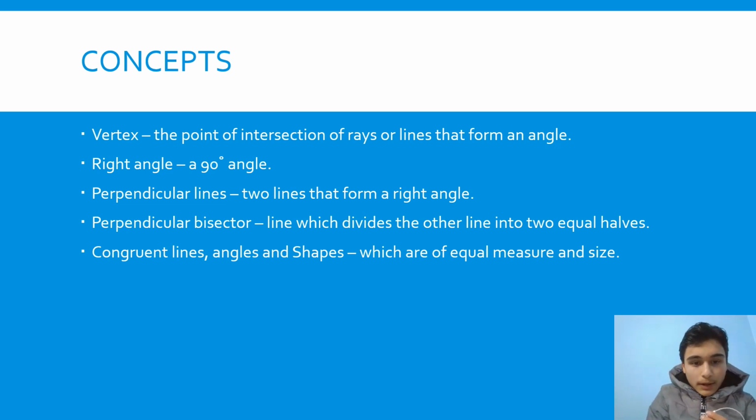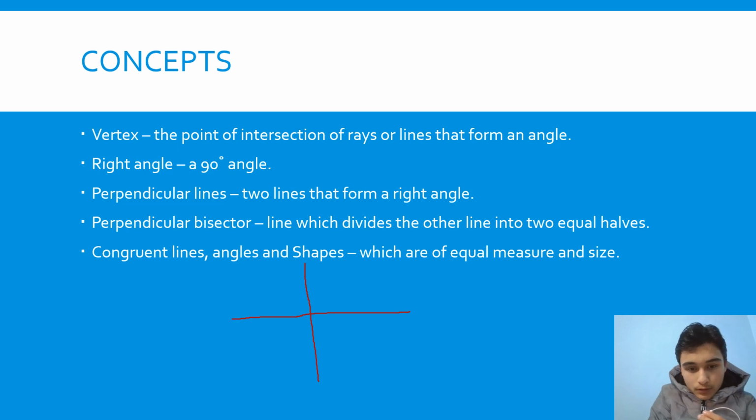And now perpendicular bisector, a line which divides the other line into two equal halves. So basically, I think you have studied bisector. First of all, we should understand what perpendicular lines are. Two lines that form a right angle. Like I make a line here and from here. These are two lines.